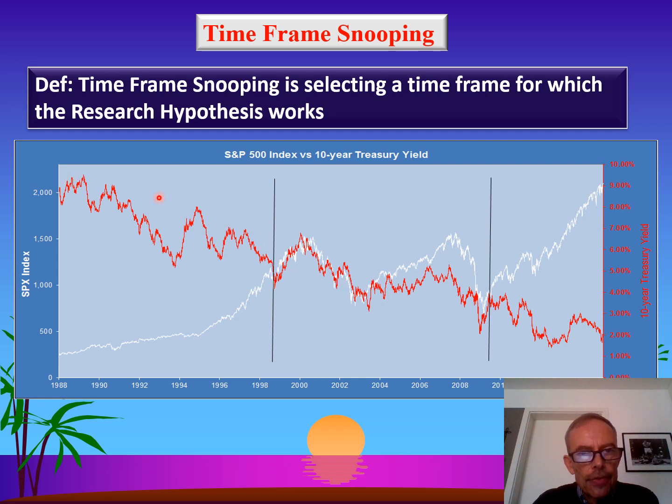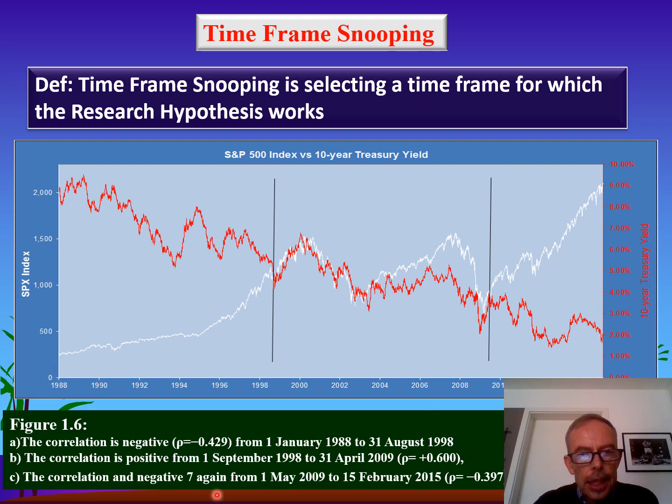Well, you can see the functions are negatively correlated here from 1988 to 1998. Actually, the correlation coefficient is minus 0.4. And then we have a positive correlation in this area here where the correlation is plus 0.6. You can see the functions are moving in tandem. And we have a negative correlation again here.